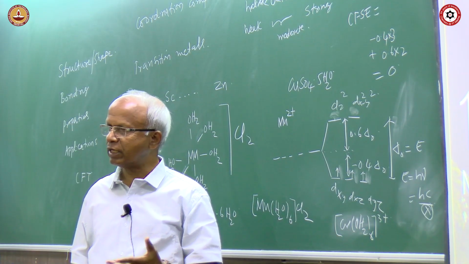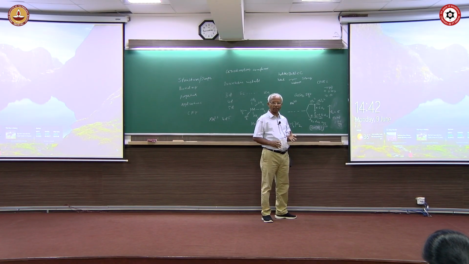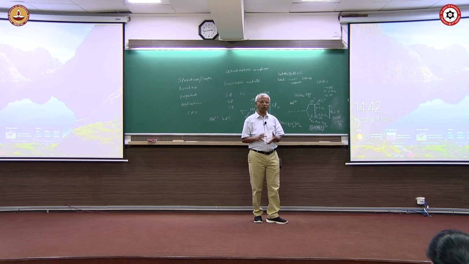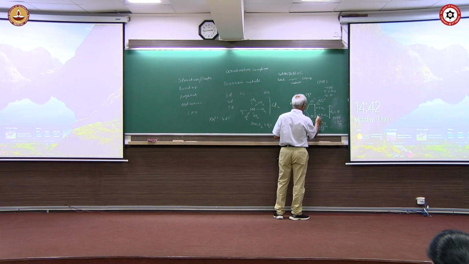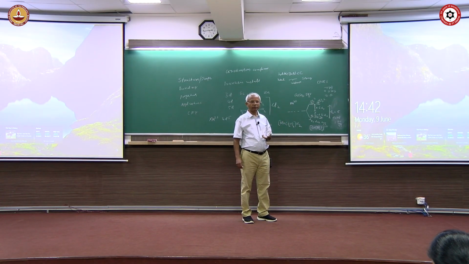There is no uncertainty for it to occupy which orbital, because there are only 3 orbitals and of the same energy. If the energies are different, then it is a different matter. So in the case of copper 2 plus, which is a d9, I have to fill. So that is what results in a configuration which is not stable.